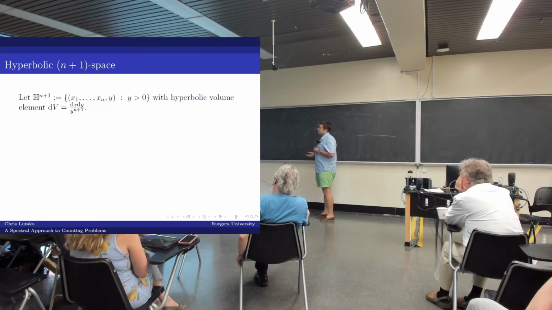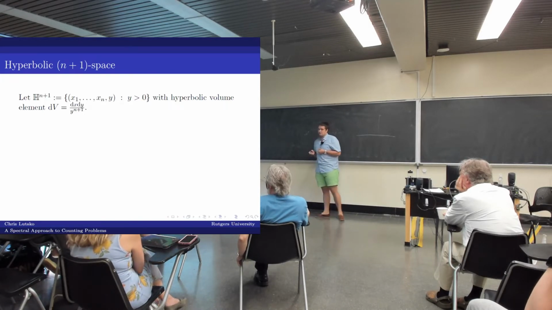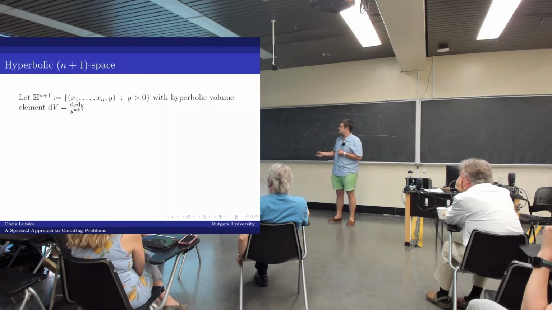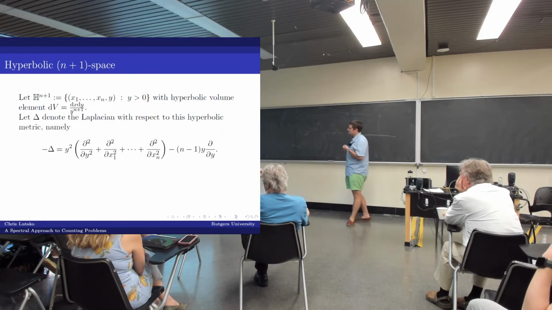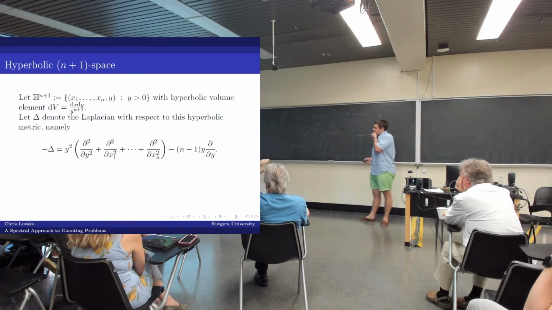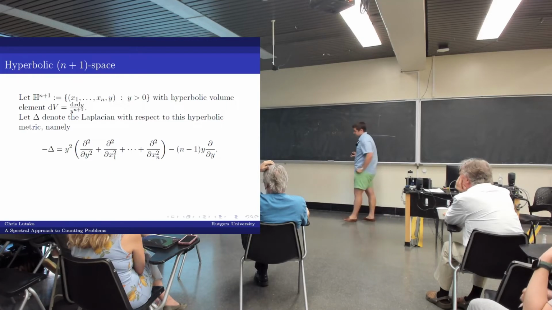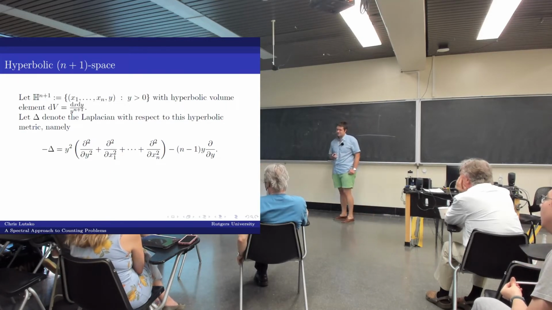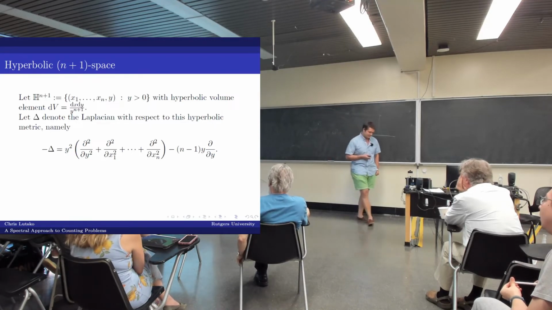We have a Riemannian manifold, so you can define the Laplacian, which is given by this hyperbolic expression with an upward sign. I make it a positive operator, but this is contentious.